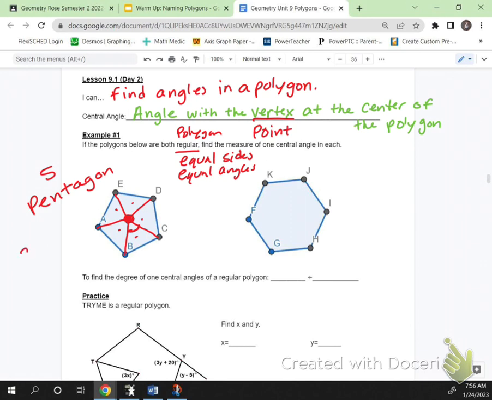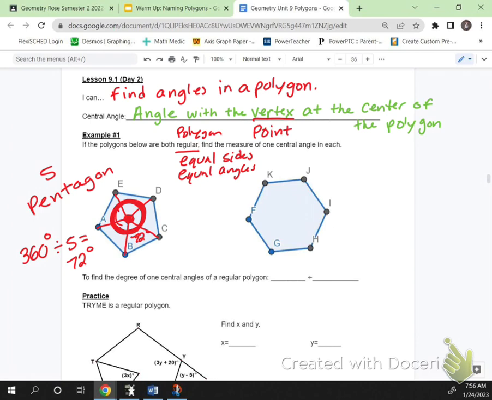So I'm going to do 360 degrees divided by, can you guess? How many? 5. Let's do that. 360 degrees divided by 5 is 72. So all these central angles are 72. But if I said find one central angle, you would do 360 divided by the number of sides.